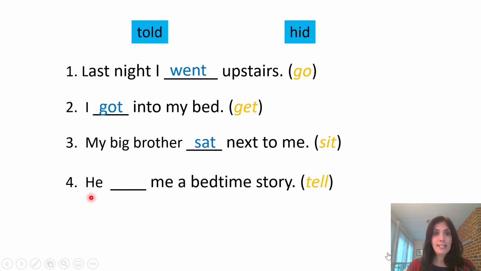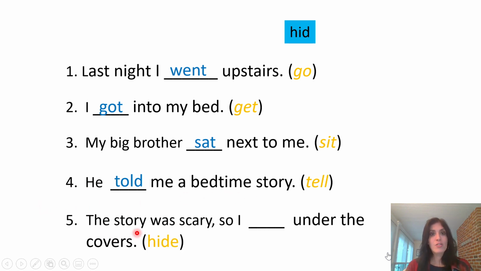Number 4 reads this. He blank me a bedtime story. The present tense is tell, but if it happens in the past, which verb will I use? Yes, told. Read the sentence with me. He told me a bedtime story. And let's listen to our last sentence. The story was scary, so I blank under the covers. What's the past tense of the verb hide? It's the last one left. Hid. Nice work. Help me read this sentence. The story was scary, so I hid under the covers.